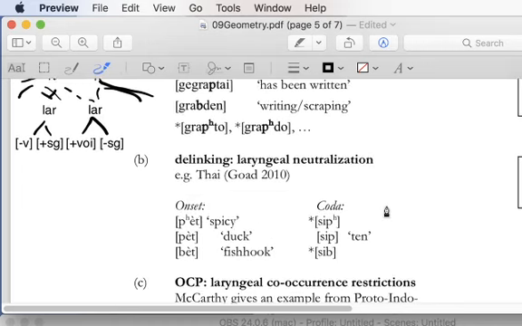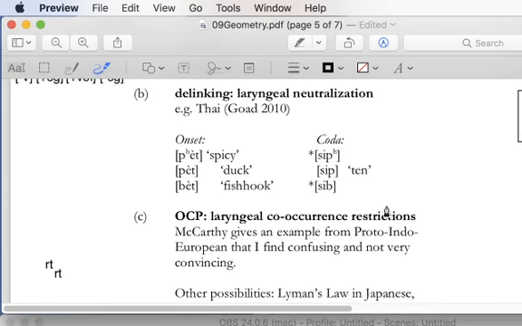What about delinking? Well, similarly, looking at a language with more than minimal laryngeal contrast, so a language with three-way laryngeal contrasts, we can see that when one of these features delinks, they all delink. So this is going to be laryngeal neutralization in Thai. And we saw this earlier in the class, actually last semester, when we looked at voicing contrast.